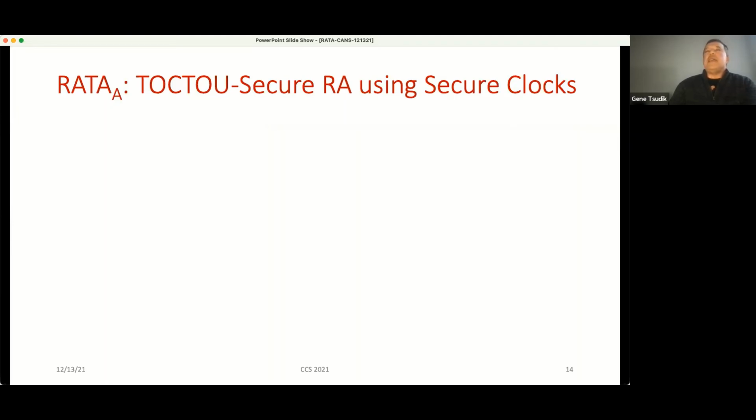Now, RATA A, the first variant, attains this TOCTOU-secure attestation assuming the underlying device has what's called a secure clock. I tell you right away that this is very unlikely, but it is something to start with. So bear with me.